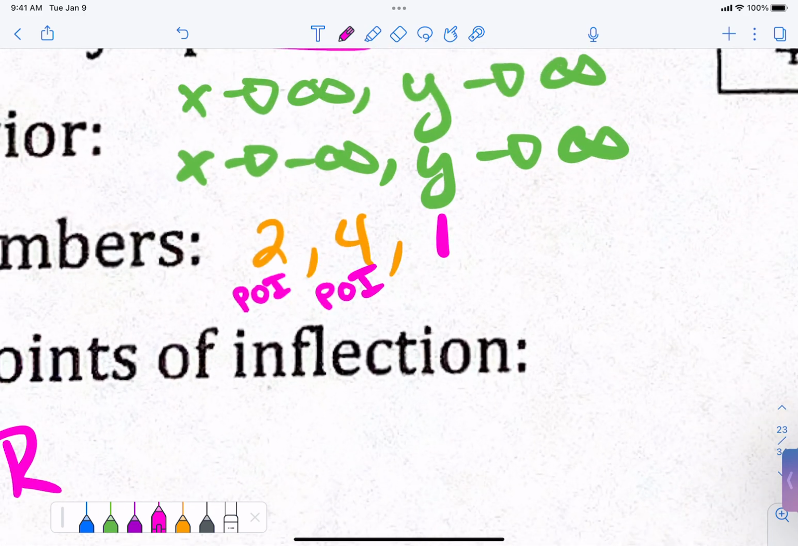He's not a possible POI. What is he? He's a possible max or min, and we have to figure out which one he is. So that's a possible POI, that's a possible POI, that's a possible max or min.